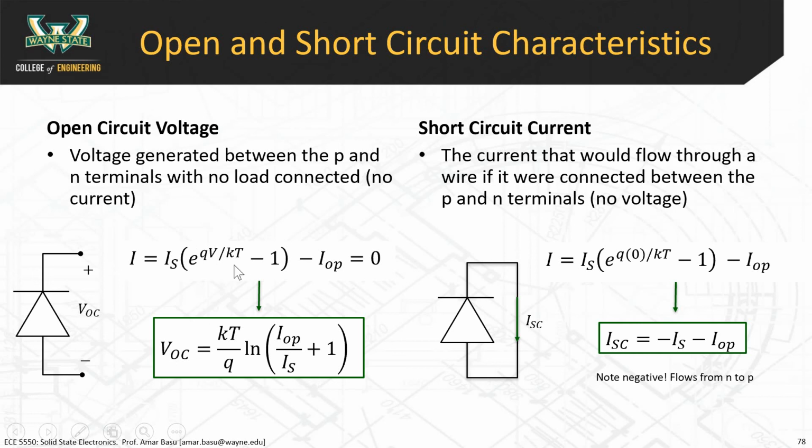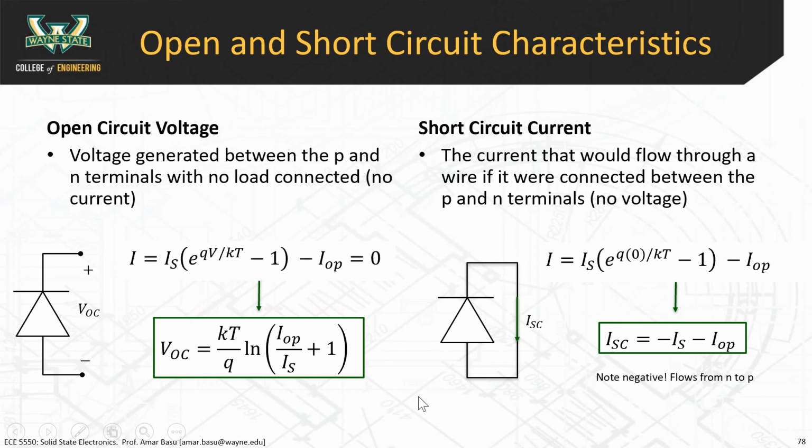It's quite straightforward to derive the voltage here. You have this exponential, and if you're solving for V, that's how you get this ln term: kT over q ln of IOP over IS plus 1. IOP is the optically generated photocarriers, and IS is the saturation current for the diode. So this gives you the open circuit voltage. If you had a solar cell and you shine a certain amount of light on it, this would tell you how much voltage you're going to get out of that thing.